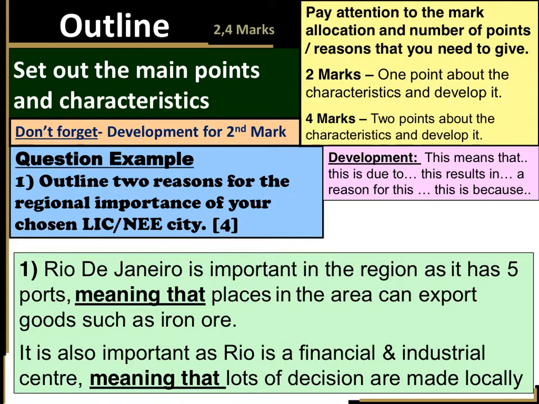So here's the answer in the green box. I'm going to show why it gets the full 4 marks. Rio de Janeiro is important in the region as it has 5 ports. That's a mark. Now we've got the development point. So, meaning that places in the area can export goods such as iron ore. That's the second mark. Now we're going to go to the 3rd mark.